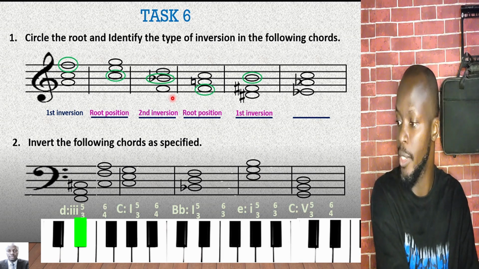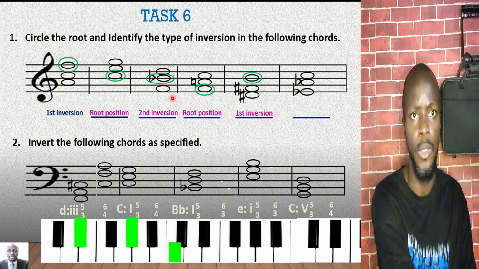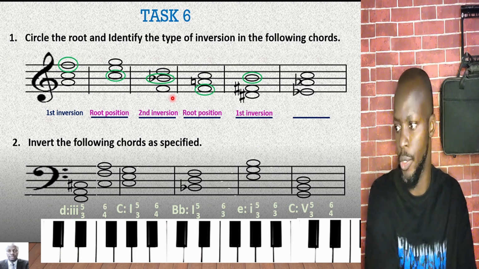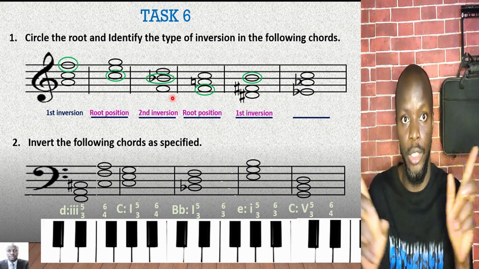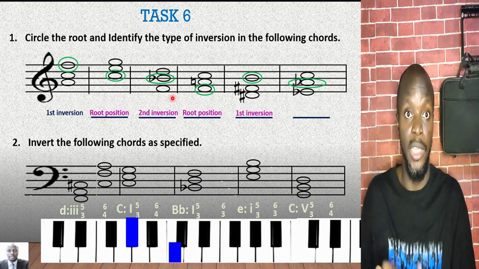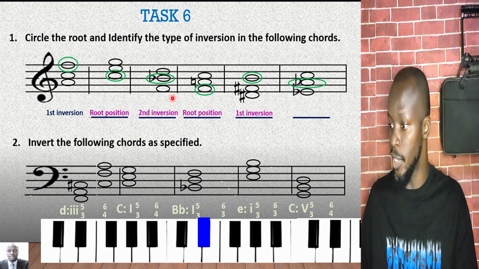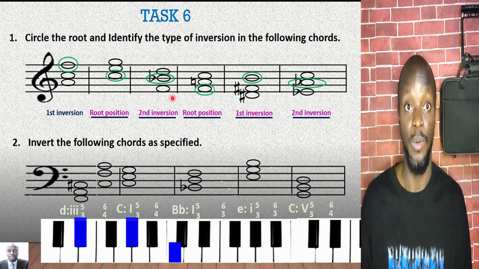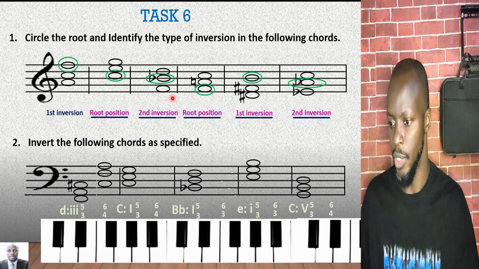So you have E flat, A flat, and C. Of course, that's not a root position chord. It's a 6-4 chord, judging by the arrangement of the notes. When you rearrange the notes, you have A flat, C, and E flat. Of course, this is the second inversion chord. So that's that about that. But let's see the second question.